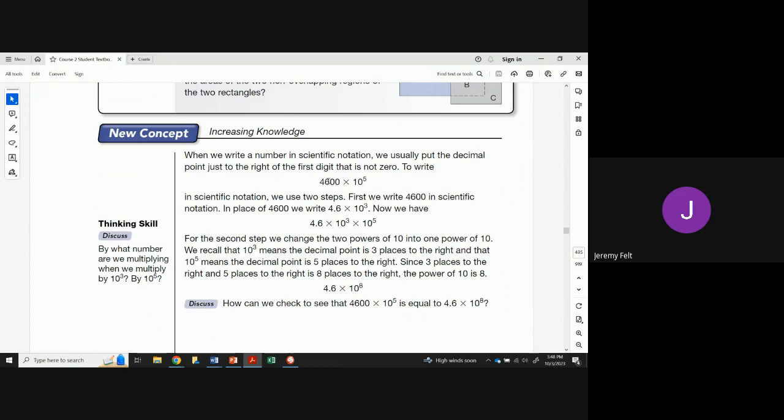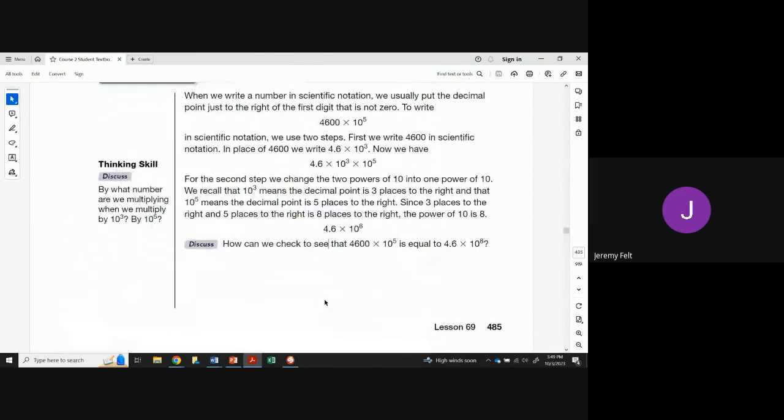So if I have 4,600 times 10 to the power of 5, and I want it to be in scientific notation, well, I'm going to make this 4.6, and that's moving the decimal 1, 2, 3 times. So that's why I do 10 to the power of 3, because I moved the decimal 3 times. And then I can apply my rules of exponents, same base. So I add the exponents. 3 plus 5 is 8. And so 4.6 times 10 to the power of 8.